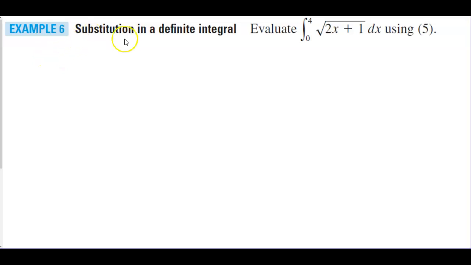Example 6, substitution in a definite integral. We're going to evaluate the integral of the square root of 2x plus 1 dx using number 5, going from 0 to 4. Okay, so here we're going to write out the integral.